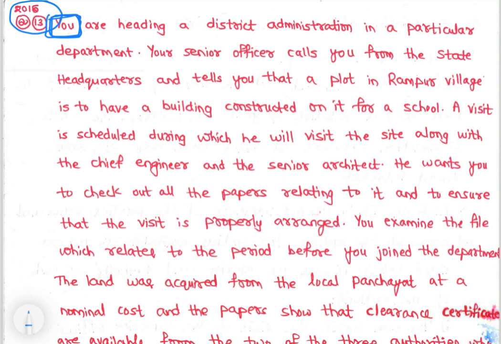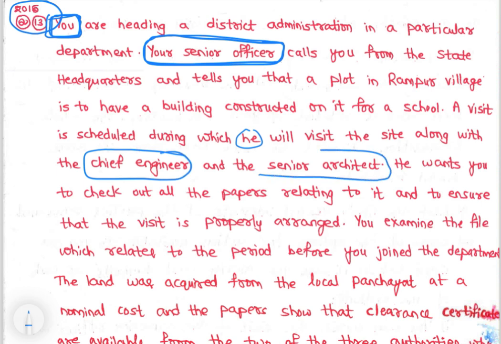Then your senior officer calls you from the state headquarters and tells you that a plot in Rampur village is to have a building constructed on it for a school. A visit is scheduled during which he will visit the site along with the chief engineer and the senior architect. So we are just highlighting the stakeholders, right?